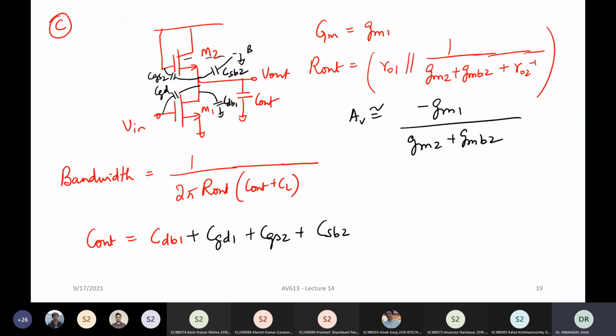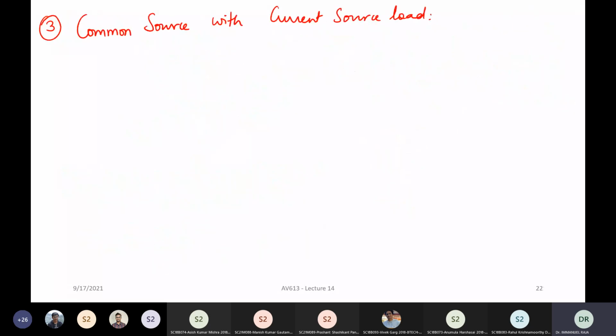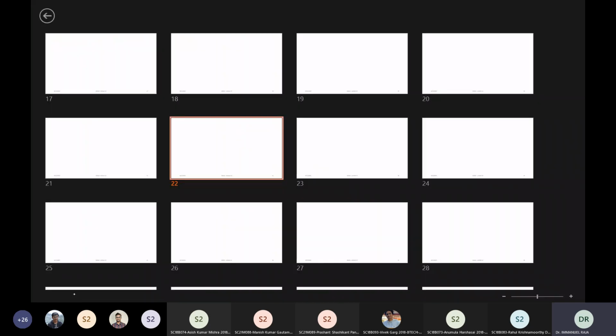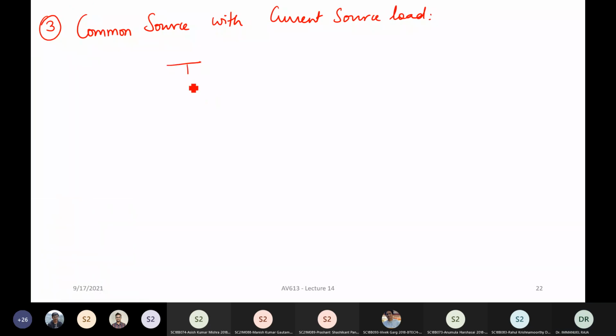The first circuit only was giving you a fairly decent amount of gain. But that circuit has a big problem, that you are stuck with a certain amount of gain. You cannot increase it beyond that. Now, how do we solve this problem? The problem was solved by saying that I'm going to put a current source as my load. Now, if you have a current source as your load, what will be your gain?